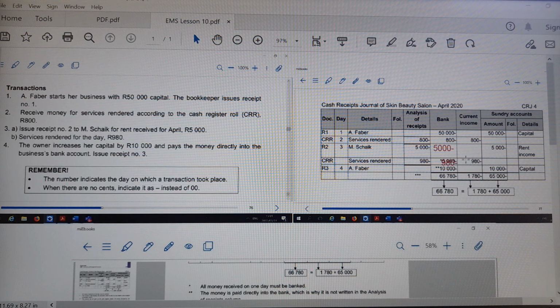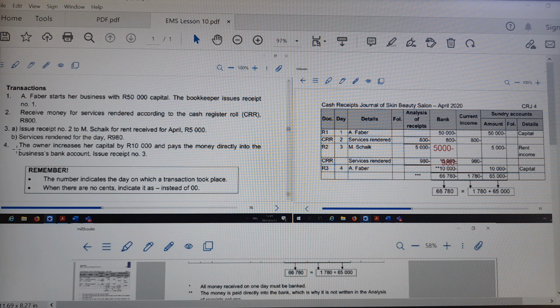So because we have current income here, we don't put it on the sundry accounts on this amount. And we don't write current income in the details because it is written here already. We only write here if we have put anything under this block of sundry accounts.